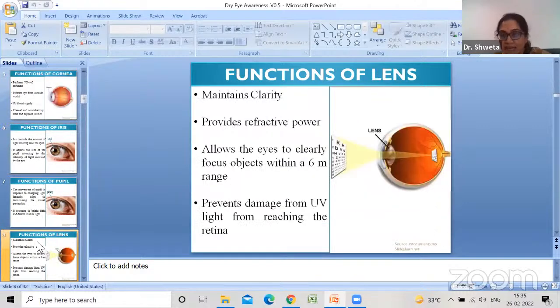Next, coming to the lens, which is behind the iris. So the lens is the next most important structure which helps to focus the object onto the retina. Also, it absorbs the ultraviolet light from the surroundings and prevents it from reaching the retina and causing damage to the retina.